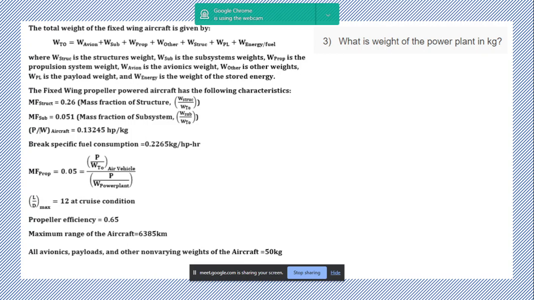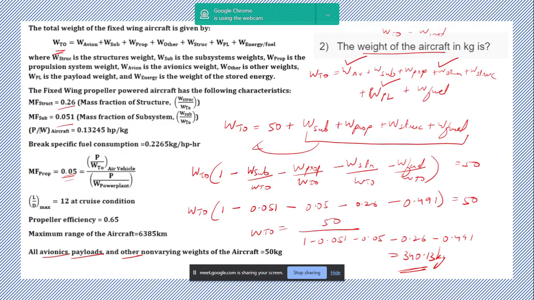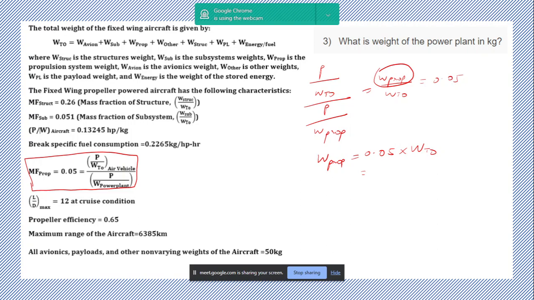The next question is, what is the weight of the power plant in kgs? They've given you the power plant. Yes, this is the propulsion system, which is the power plant. So they've given you this mass fraction. Let's write that down. What we have is W power plant, the propulsion system, it's the same thing. If you simplify this, you get W prop by W takeoff, which is 0.05, and what we need to find out is W prop. So W prop is nothing but 0.05 into takeoff weight, which was 340.13.